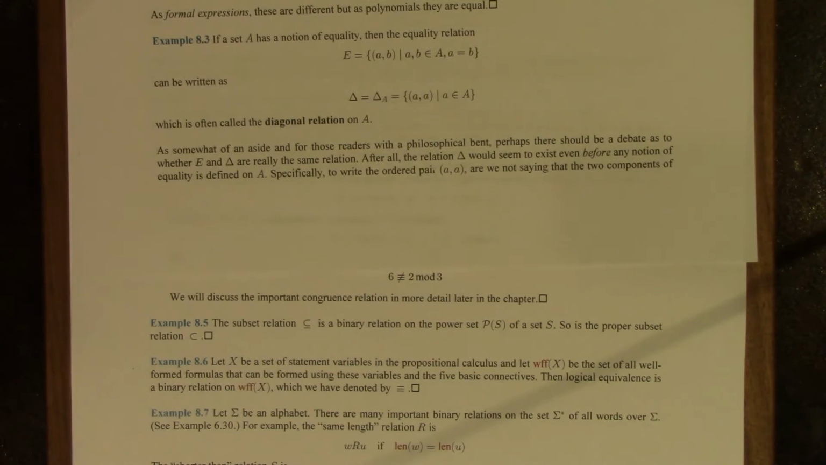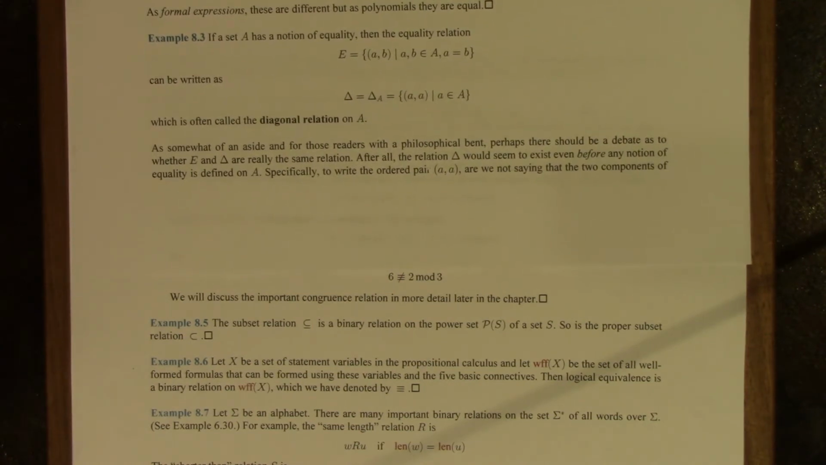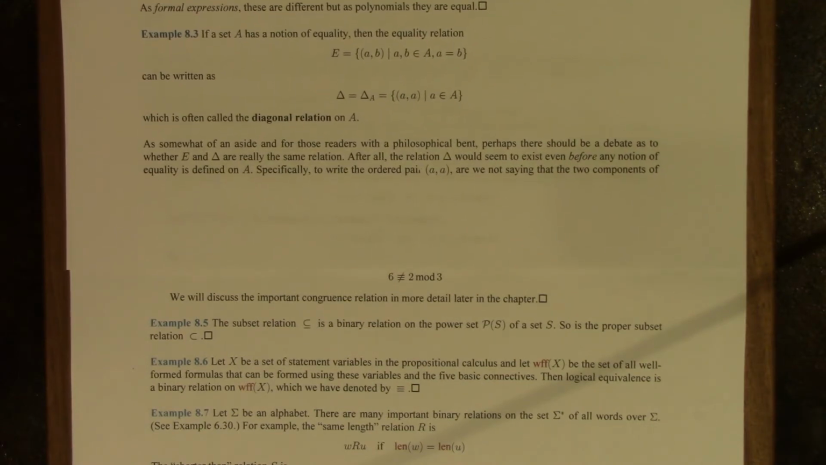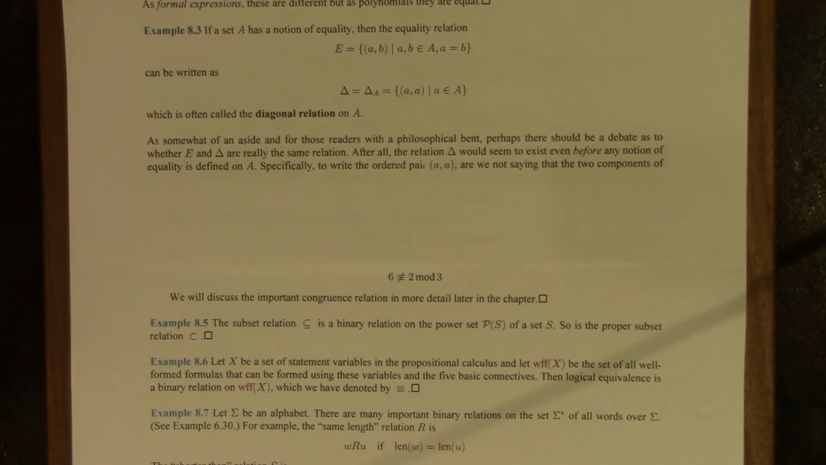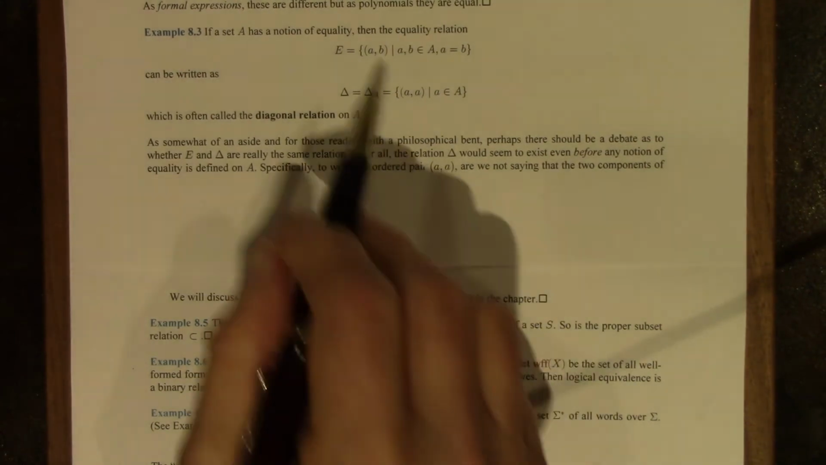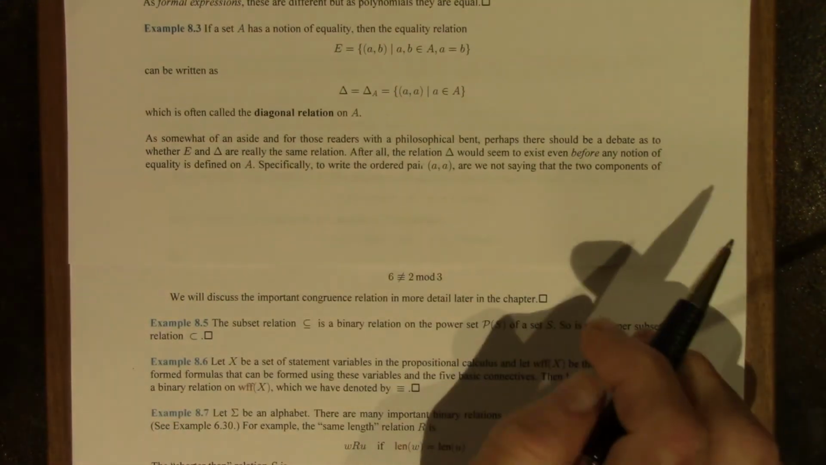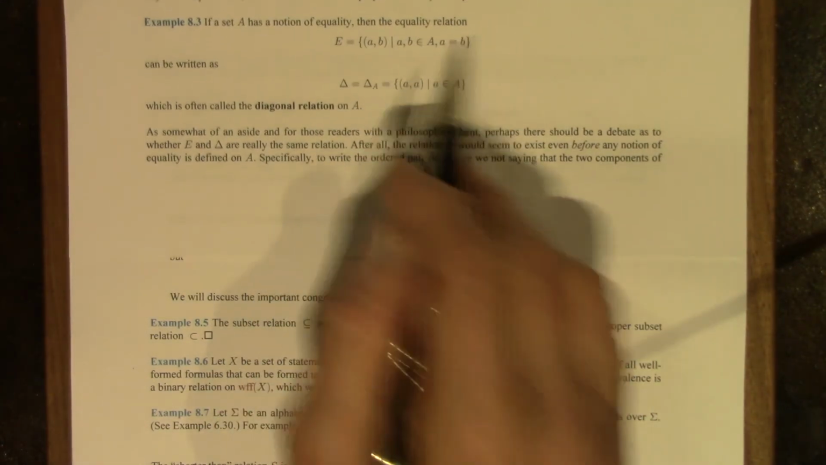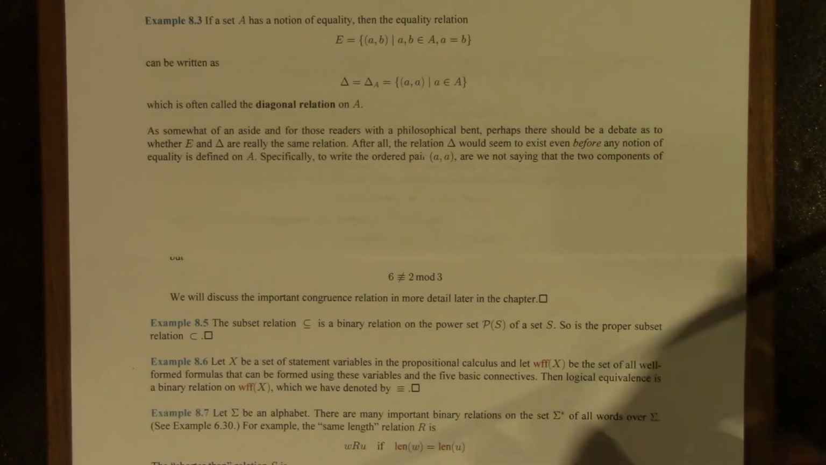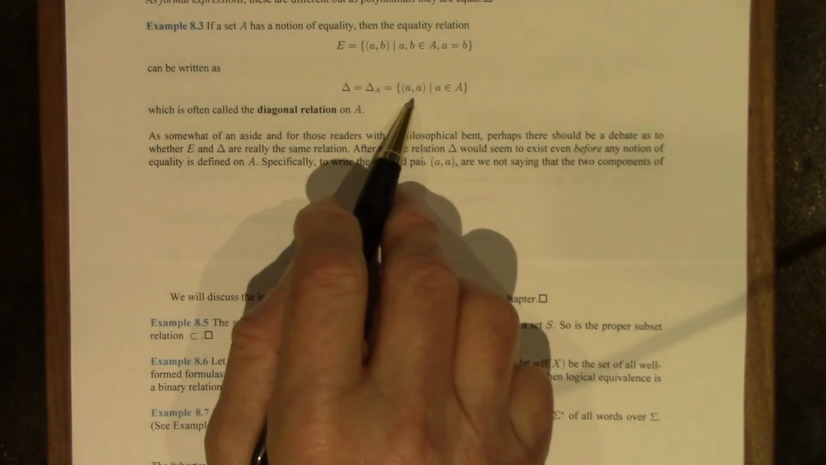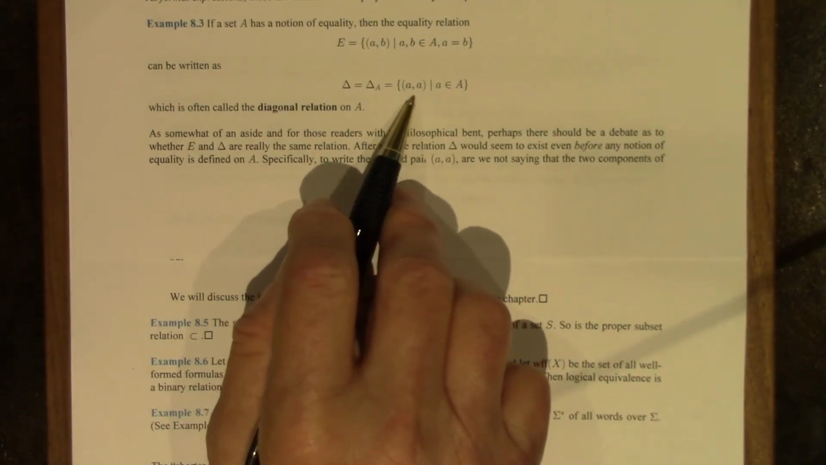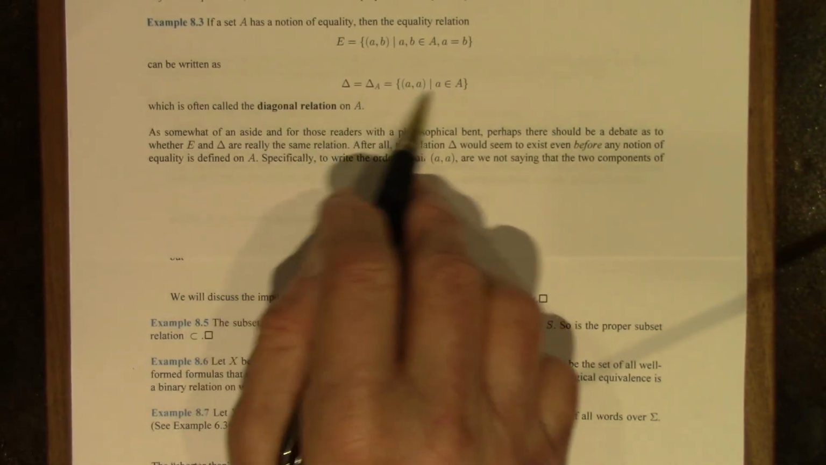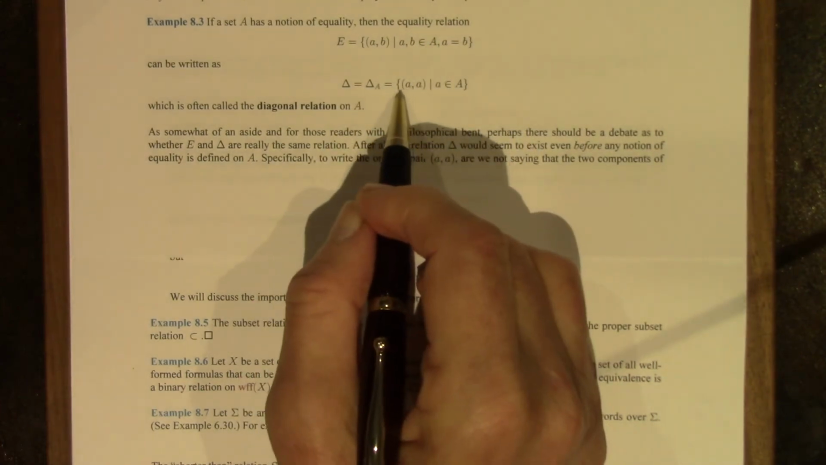But as somewhat of an aside, and for those who are interested in the philosophy of things, perhaps there should be a debate as to whether E and delta really are the same relation. Obviously, delta would seem to exist even before any notion of equality is defined. I don't see any equal signs in this set here.